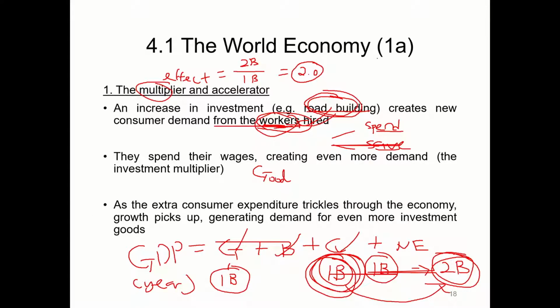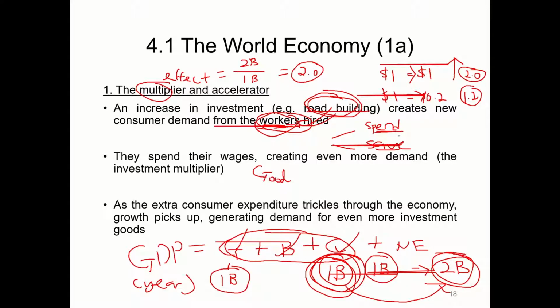Spend or save. For every dollar that I receive, if I spend all the money, the multiplier effect will be very high. If I receive $1, in this case the multiplier effect is 2. If I receive $1 but I only spend $0.2, in that case the multiplier effect is just 1.2 because I'm saving more. So generally, if every party here spends their money, then the multiplier effect will be very high. If everyone saves, then the multiplier effect will be very low.